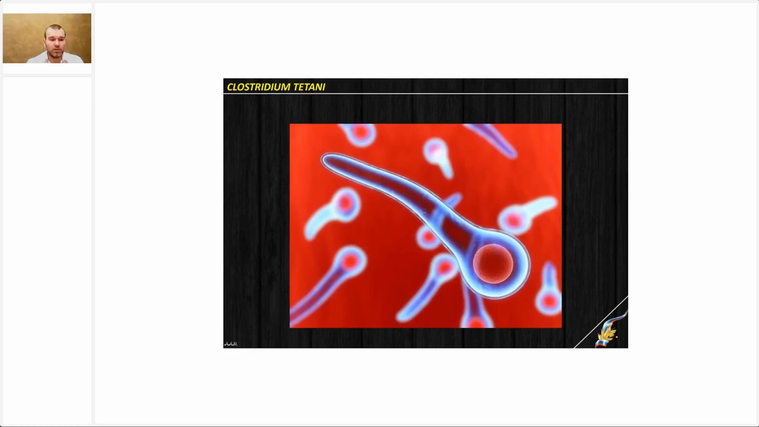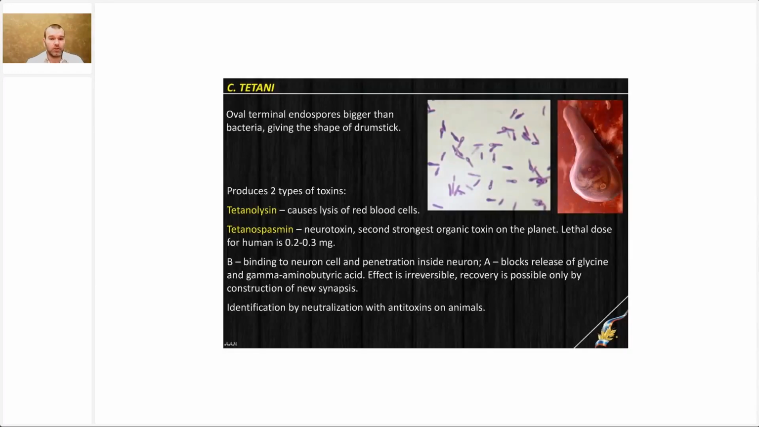So the second species we need to describe is Clostridium tetani. It is the causative agent of the disease known as tetanus. The bacteria have a terminal location of spores. They are oval in shape, and the spore-containing vegetative form has a unique appearance, usually described as a lollipop or drumstick appearance. As you can see in the picture on the slide, the shape is quite unique and easy to identify, even by Gram stain.